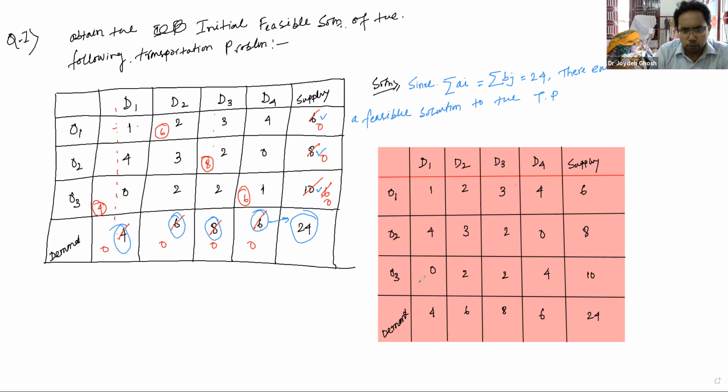What was our allocation? 4 was our allocation. So this is 4, so this becomes 0. Now this is 6, so this becomes 0 and this becomes 0. The allocation is 8. So this becomes 0. So this is 0. So this is 6 and this becomes 0. So the solution, so this is our in general last step of the problem.